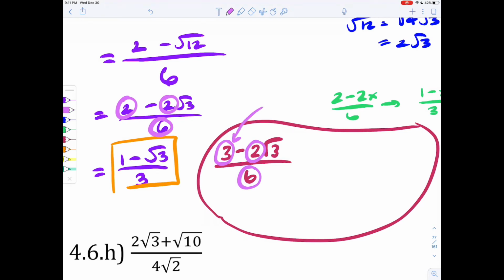In this case, these two share a factor, and these two share a factor, but 2 and 3 do not have a factor in common other than 1, right? So in order to simplify an expression such as this, we need to make sure all of our coefficients, or all of our whole numbers, are divisible by the same thing.